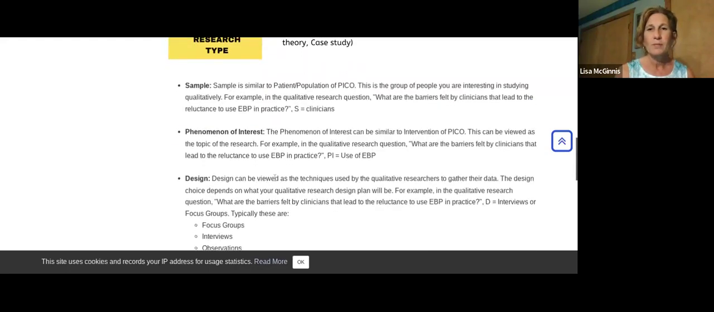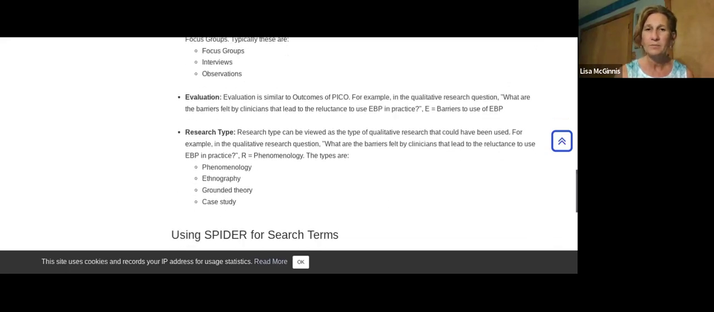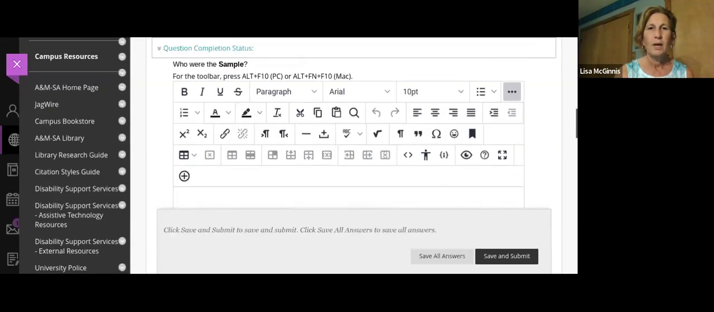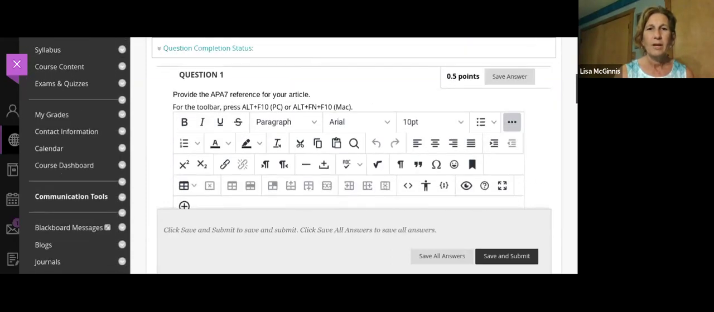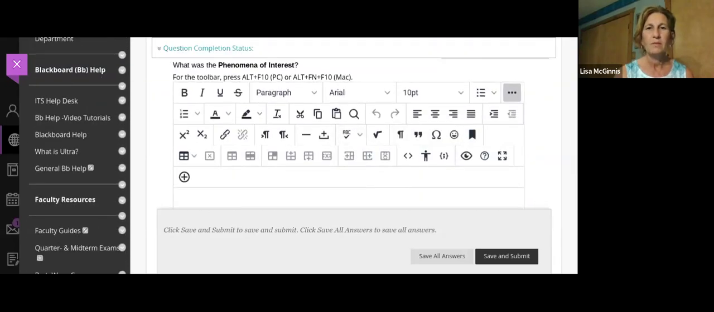There's more specifics here about what we just discussed, that you can look back on as we're moving forward. But I also wanted to show you with our article reviews moving forward, we will be using Spider, as I said. So I wanted to show you what that looks like actually in Blackboard. Our APA, that's the same. Our sample, pretty similar. Phenomenon of interest.